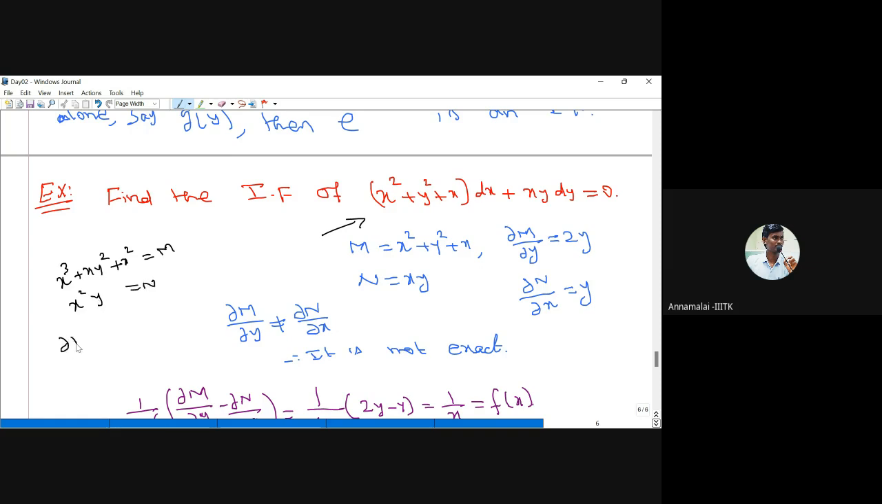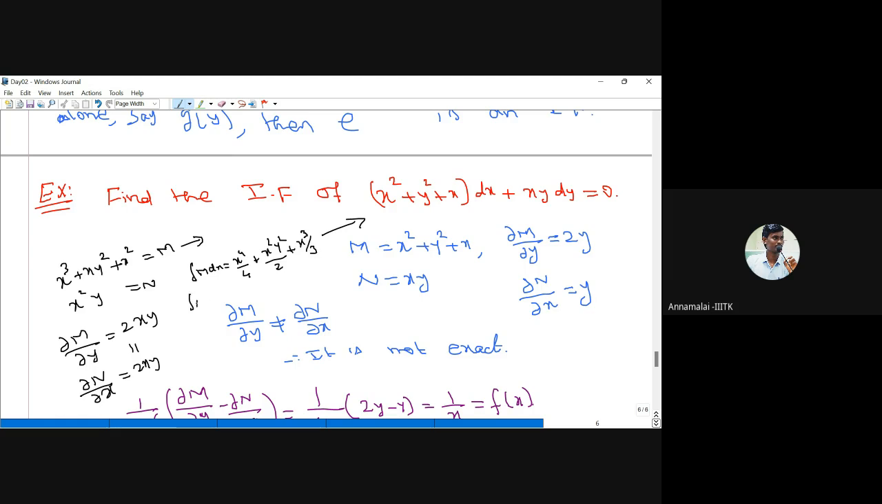Now find ∂M/∂y. You get 2xy. If you find ∂N/∂x, you get 2xy. Now both are equal. Now, how to find the solution? Integrate M with respect to x, treating y as a constant. Therefore the integral of M dx is x power 4 by 4. Treating y as a constant, we get x square y square by 2, plus x cube by 3.